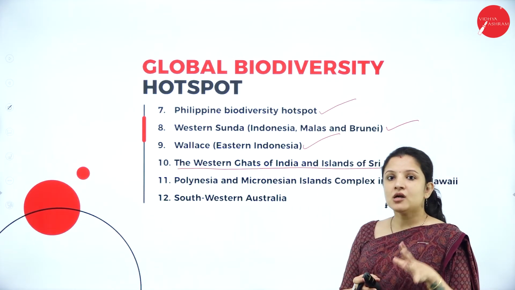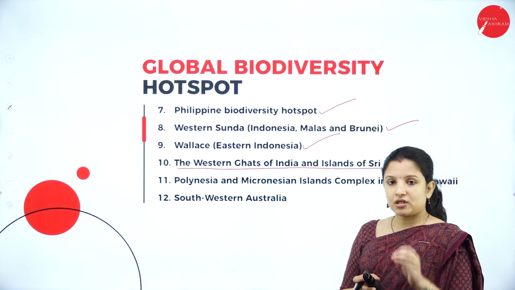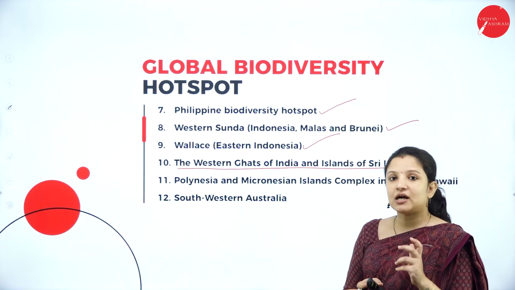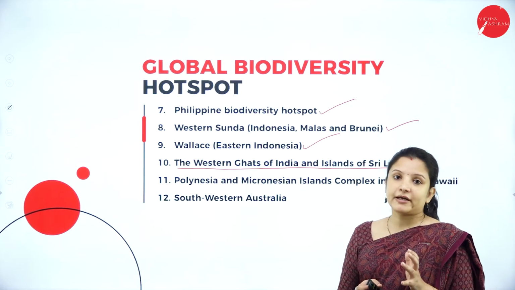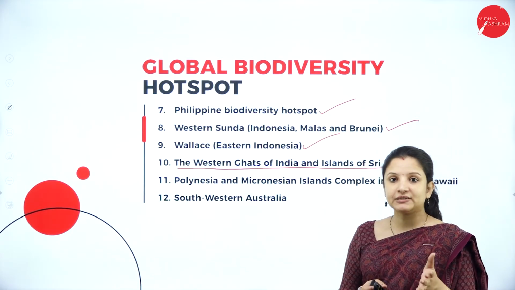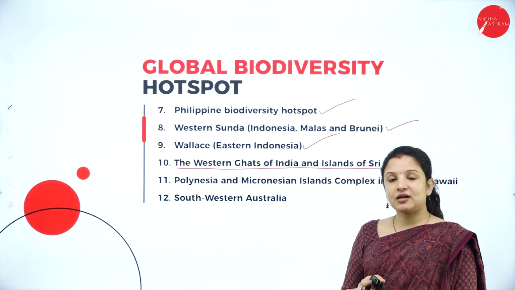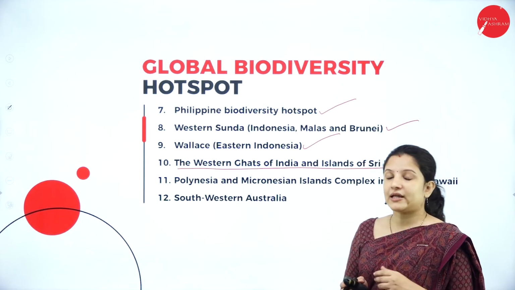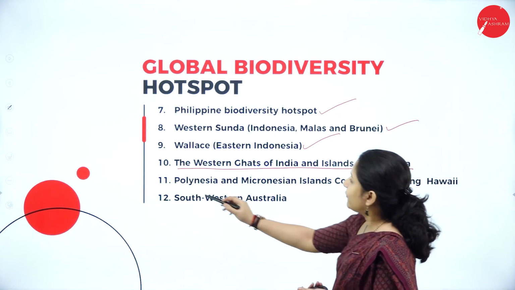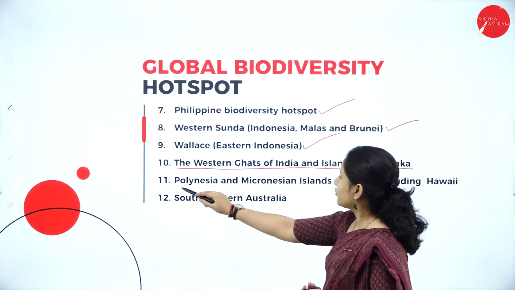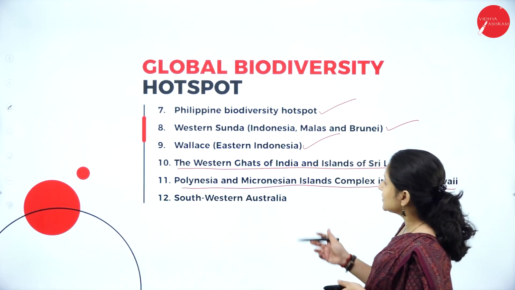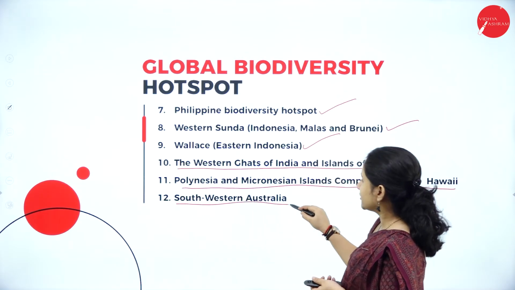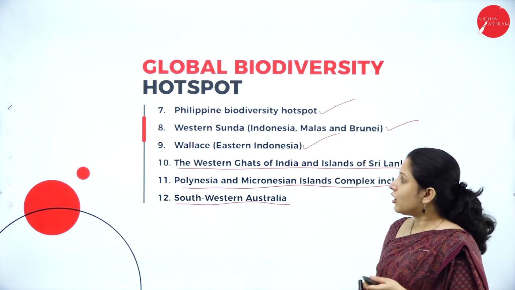They are one of the highly biodiverse hotspots because Western Ghats harbors thousands of varieties, or lakhs together, of plant species and animal species which are yet to be discovered, and they are found nowhere else in the world. Then we have Polynesia and Micronesian islands complex including the Hawaii Islands, then the Southwestern Australia biodiversity hotspot.